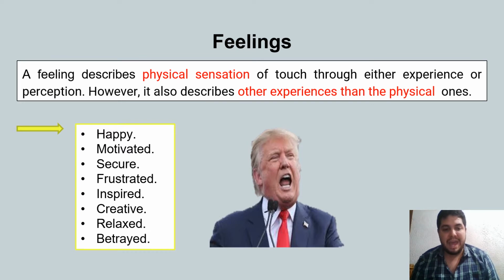For example, we have happy, motivated, secure, frustrated, inspired, creative, relaxed, and betrayed. Of course, these are only some examples of those feelings. However, you can go on the internet and find more than these. For example, if you notice that photo of Donald Trump, using some of these feelings we can say Donald Trump is frustrated all the time. He seems to be a frustrated man. Okay.